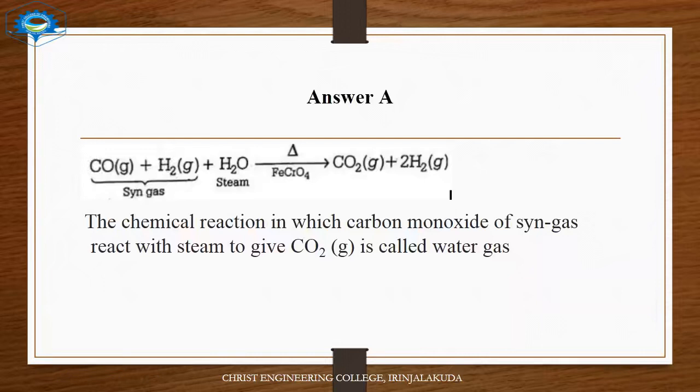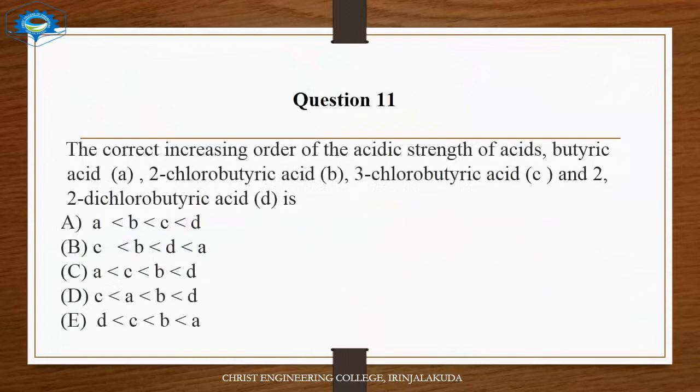Okay. So how is water gas formed? By reacting the carbon monoxide and steam. Red hot coke produces carbon monoxide. When steam is passed through it, it will release water gas. Okay. Question number 11. Answer A.